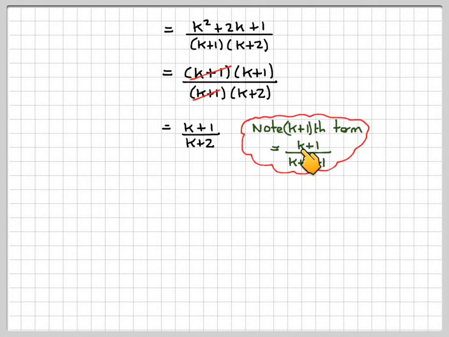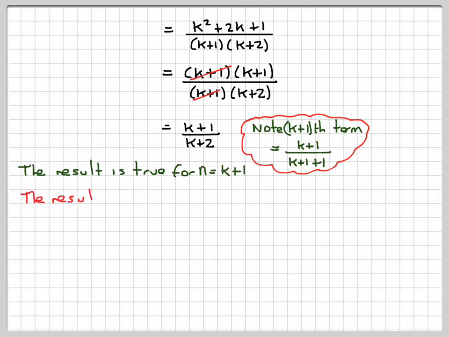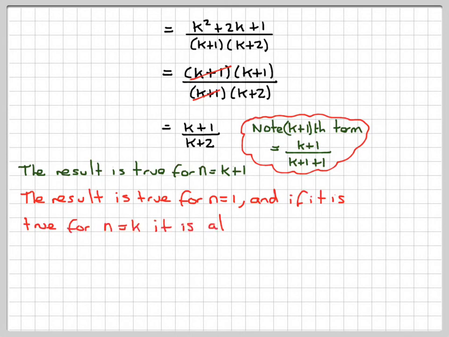Okay, so if it was k over k plus 1, and we add 1 to k, it becomes k plus 1 over k plus 2. So this is true. Therefore, the result is true for n is equal to k plus 1. The result is true for n is equal to 1. Then if it's true for n is equal to k, then it's also true for n is equal to k plus 1.